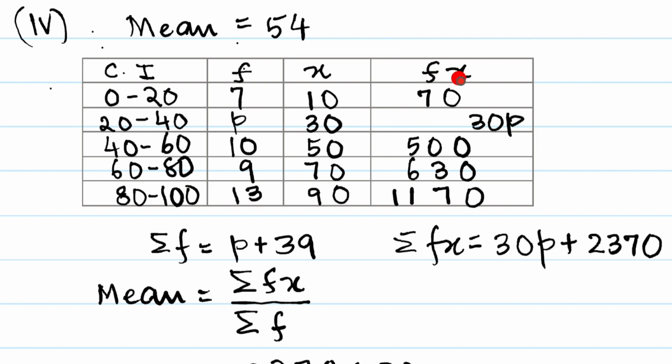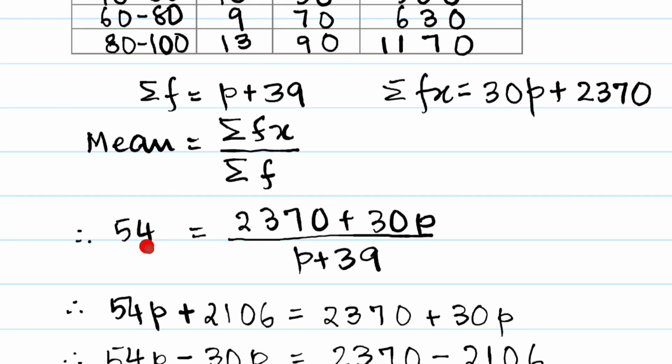The formula is sigma fx upon sigma f. Now sigma f will be p plus, add this, it will give us 39, and fx, if we add all those values, sigma fx will be 30p plus 2370. Now we write the formula sigma fx upon sigma f. Now remember always to write the formula then substitute. So mean is 54. We write this value here. Sigma fx we substitute. Sigma f we substitute this value. And then we cross multiply.